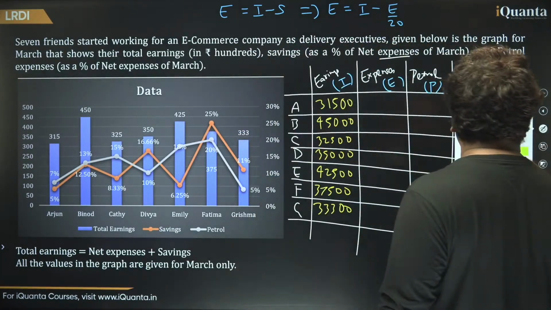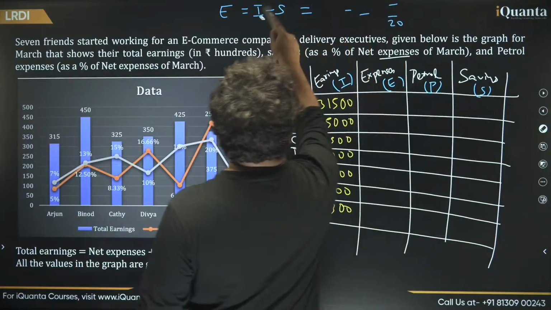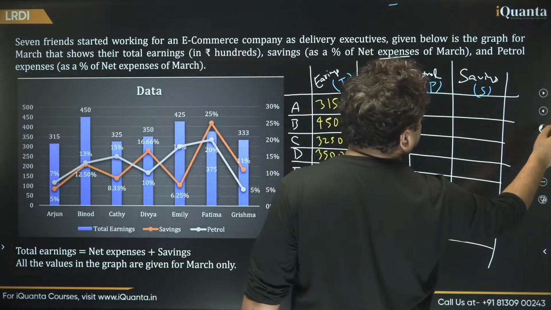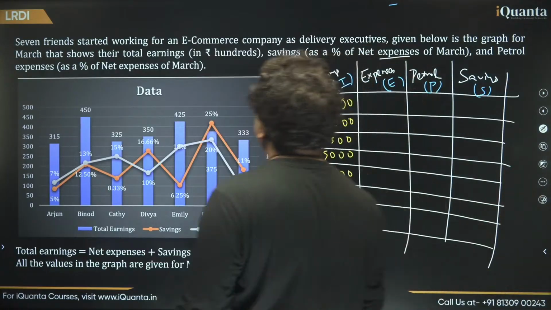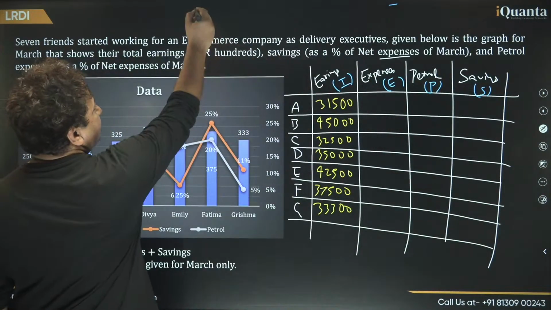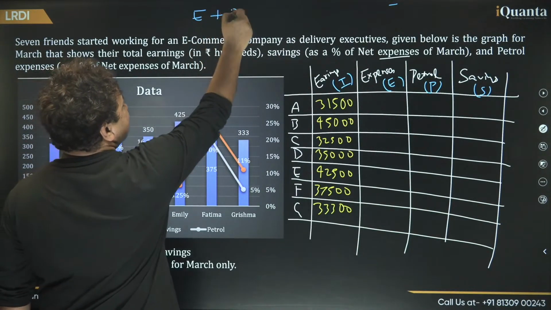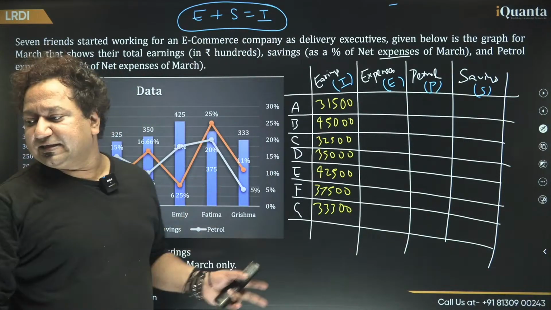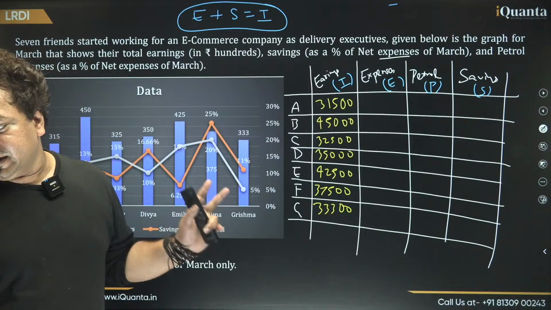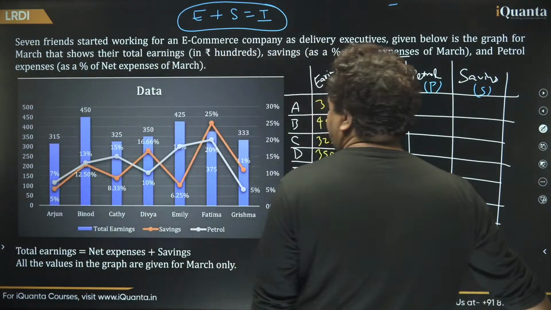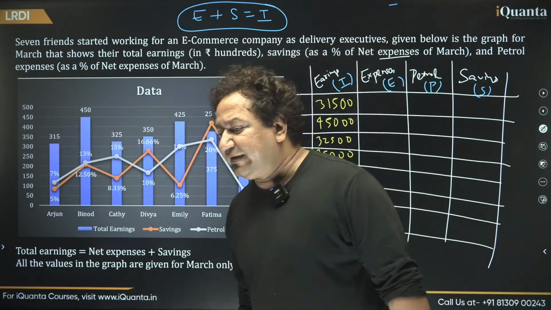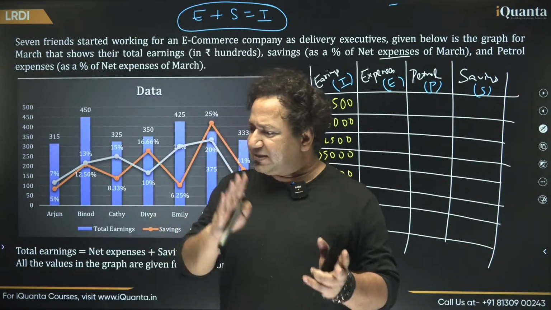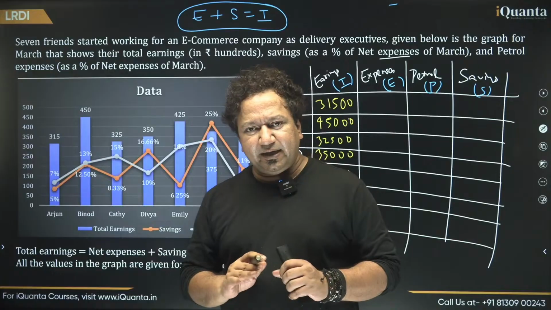Or maybe I can write it simply as E plus S is equal to I. This is the general equation that I'll be using for all the guys, for A, B, C, D, E, F, and G. Tell me in the comments, is that clear? The savings is 5%. What is 5%, by the way? So here I'll be using the calculation tools, which is percentage to fraction. 5% is 1 by 20. I hope everybody knows that.